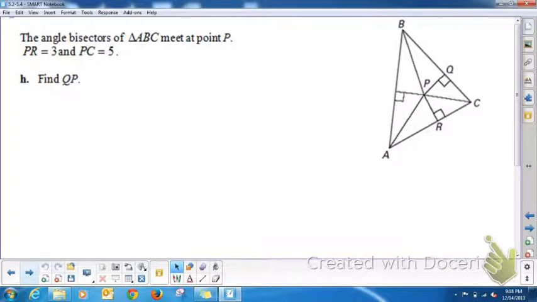Again, let's use this idea of angle bisectors. If we know it's an angle bisector, then we know all of these segments that are perpendicular to the sides are congruent. So if PR is 3 and PC is 5, what's PQ? Or QP? All these blue ones are going to be congruent to each other. So if PR was 3, QP will be 3.